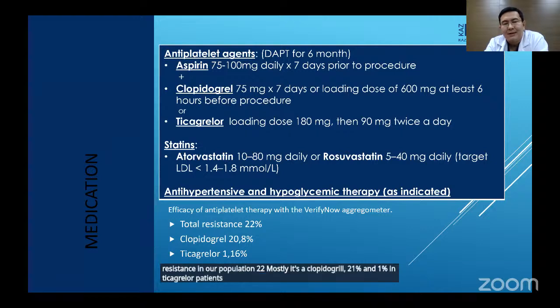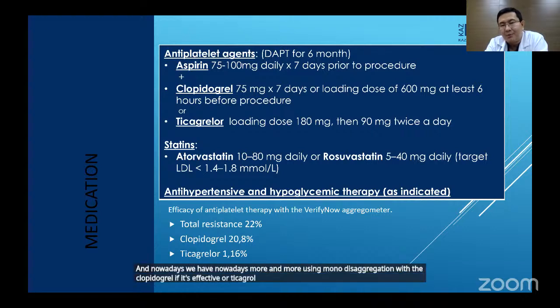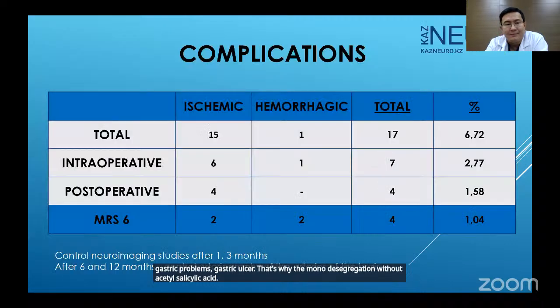We are still checking aggregometry in the ticagrelor population. Sometimes patients have resistance to ticagrelor also. Nowadays we are more and more using mono disaggregation with clopidogrel, if it's effective, or ticagrelor, because most of these patients have gastric problems, gastric ulcer. That's why mono disaggregation without acetylsalicylic acid is very important.